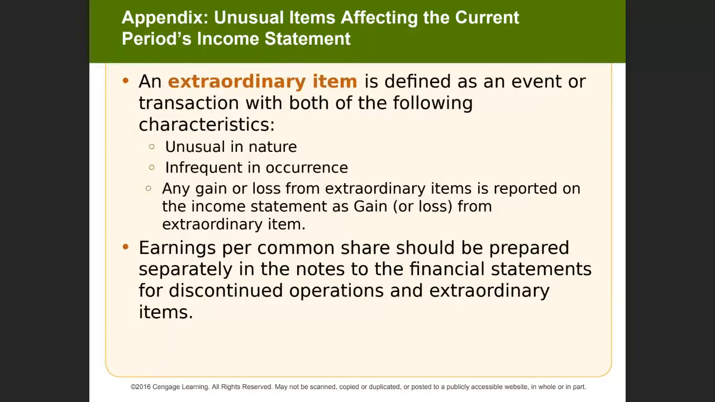Extraordinary items. An extraordinary item is defined as an event or transaction that is both unusual in nature and an infrequent occurrence. Any gain or loss from an extraordinary item is reported on the income statement as gain or loss from extraordinary item. Earnings per share should be prepared separately in the notes to the financial statements for discontinued and extraordinary items because they're not common.